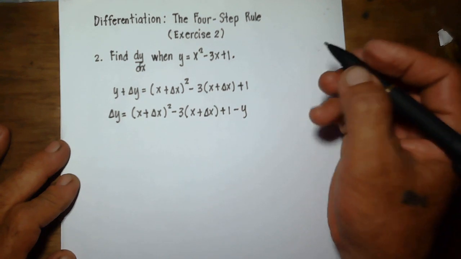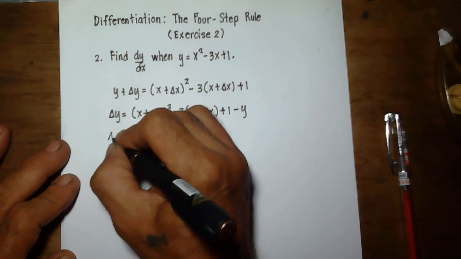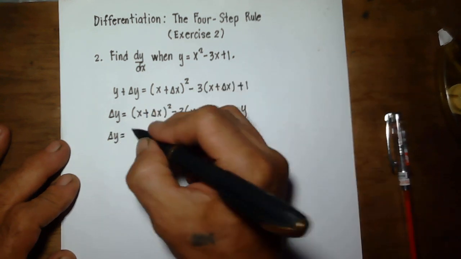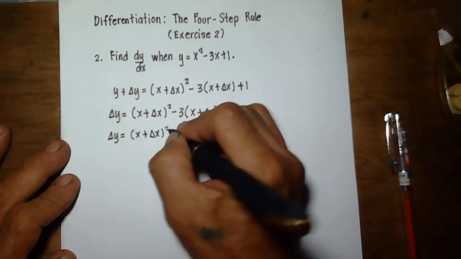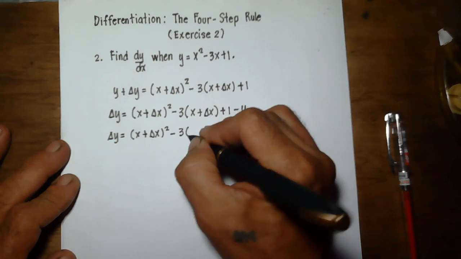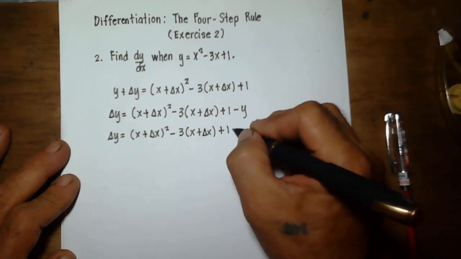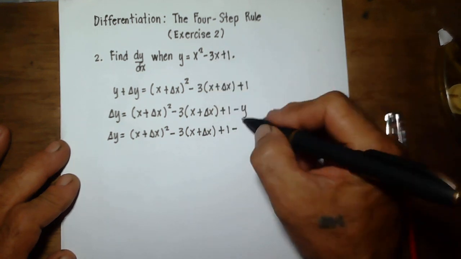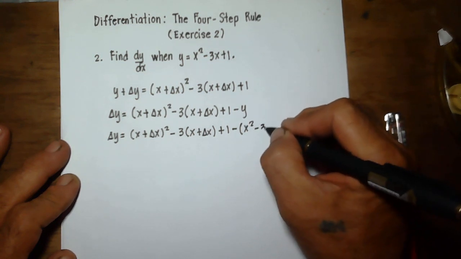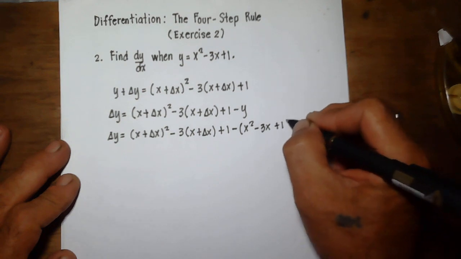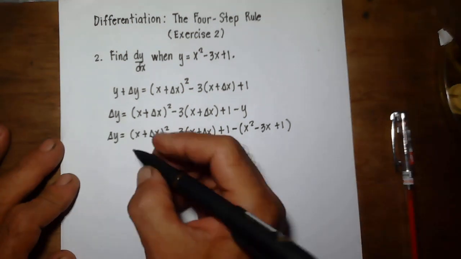Now, we substitute the value or the equivalent of y. So, we have delta y is equal to x plus delta x squared minus 3 times x plus delta x plus 1 minus what is y equal to? x squared minus 3x plus 1. Now we expand the right hand side of the equation.